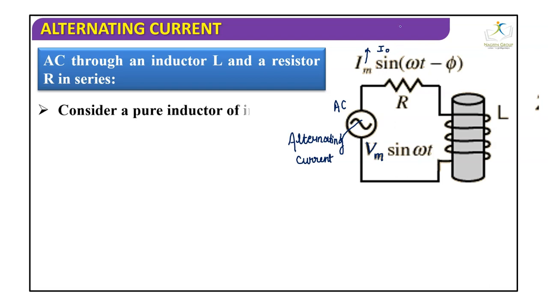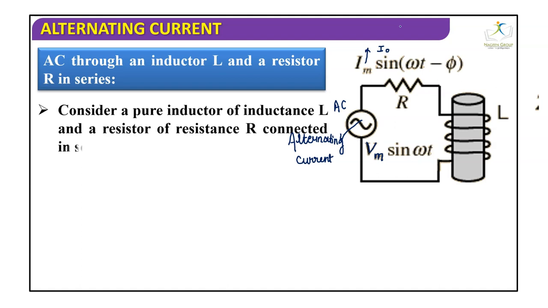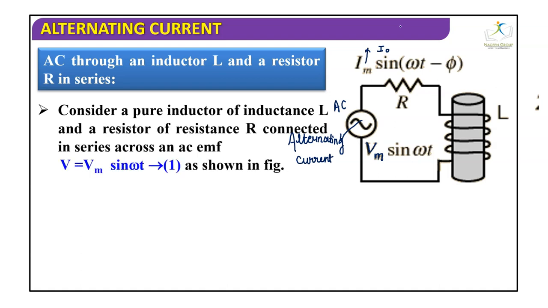Understood? So consider a pure inductor of inductance L and a resistor of resistance R connected in series. As we have taken already, R and inductor L are both in series connection. As you can see, end to end connections are there. So V is equal to Vm sin omega t.